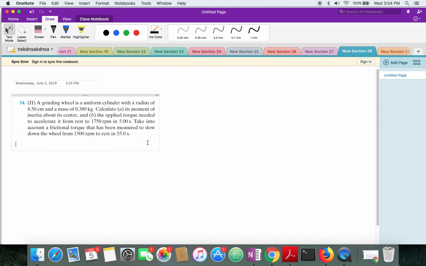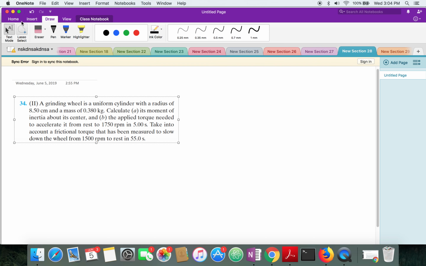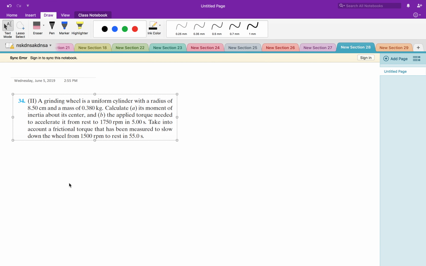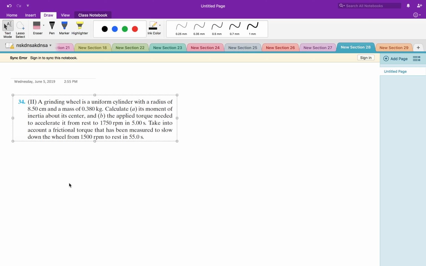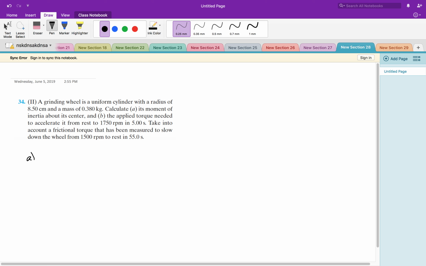Number 34 is a little more involved. Let me make this a little bigger. There we go. You're told that a grinding wheel is a uniform cylinder with a radius of this and a mass of this, and you want to calculate its moment of inertia about its center. Well, for this, pretty easy. You can derive these things, which requires a little bit of calculus, but in general, you're just going to be given a list of these.